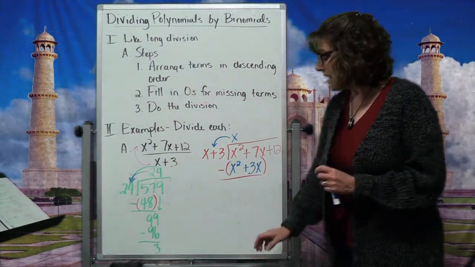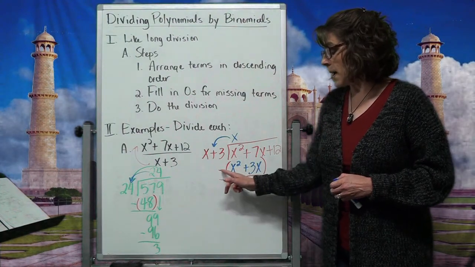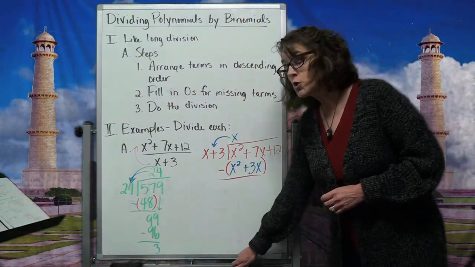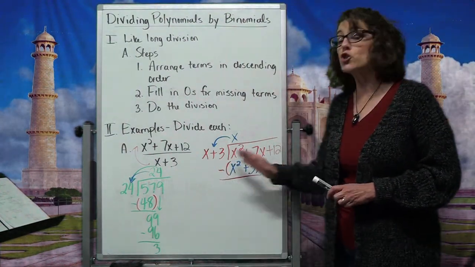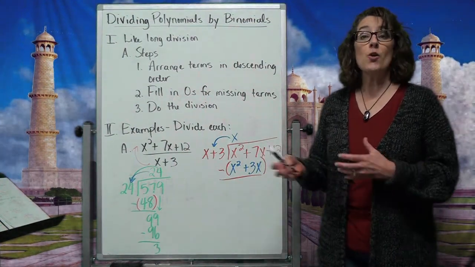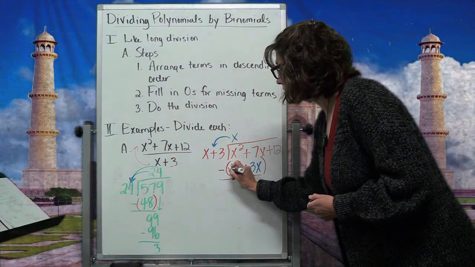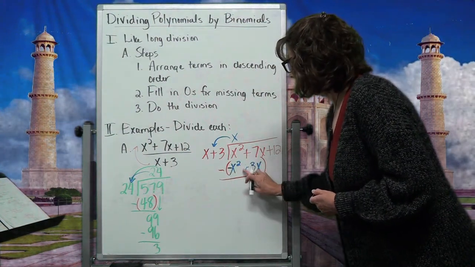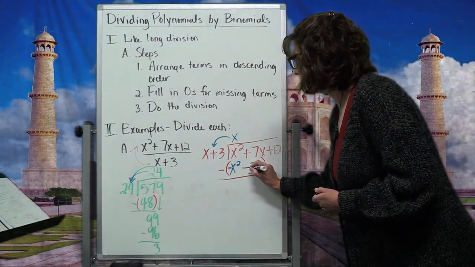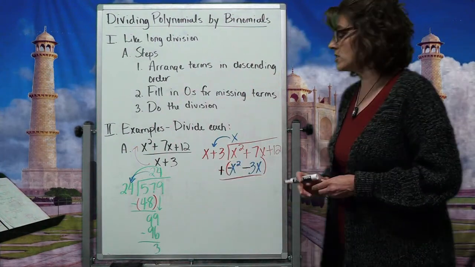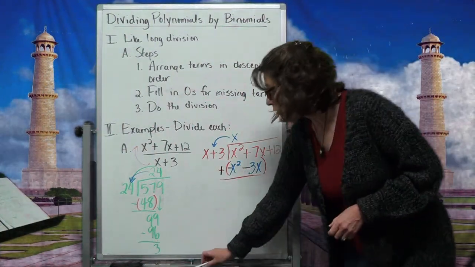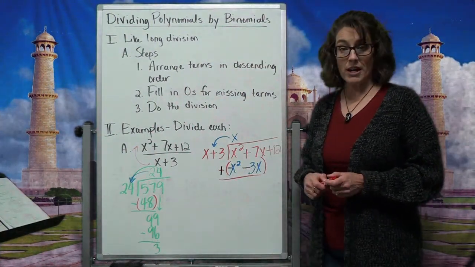So what that indicates is I'm subtracting the x squared, I'm subtracting the 3x. So what I need to do here is distribute that negative through so that I can subtract everything. So I'm going to distribute the negative here and turn it into a negative x squared. Distribute the negative here, turn it into a negative 3x. That turns this into an addition problem. So now I'm ready to combine those like terms.